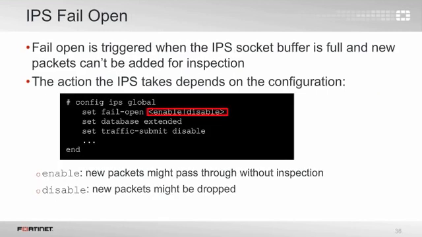IPS goes into fail open mode when there is not enough available memory in the IPS socket buffer for new packets. What happens during that state depends on the IPS configuration. If the fail open setting is enabled, some new packets, depending on the system load, might pass through without being inspected. If it is disabled, new packets might be dropped.